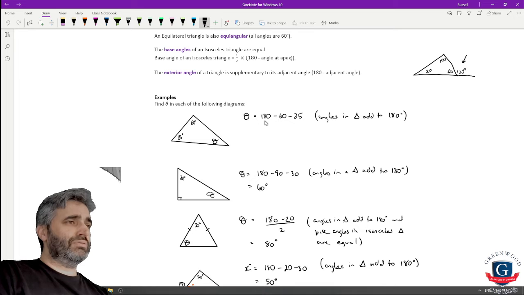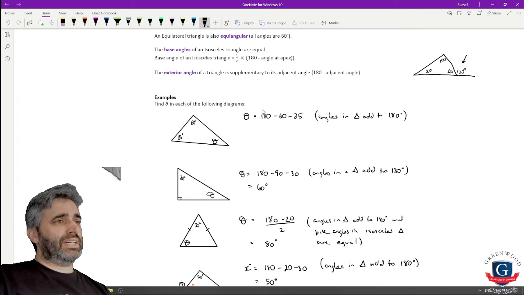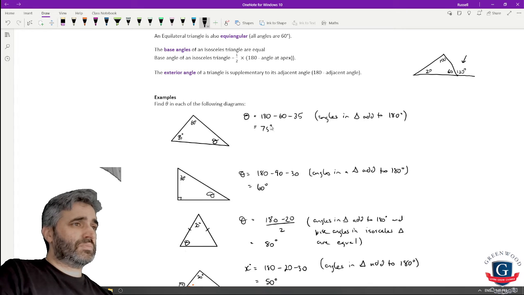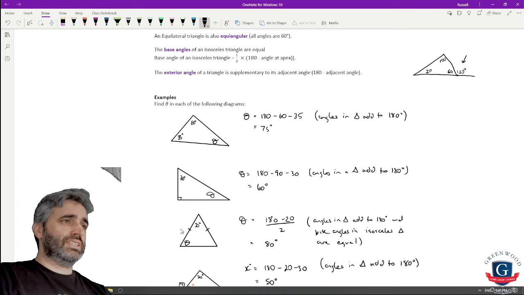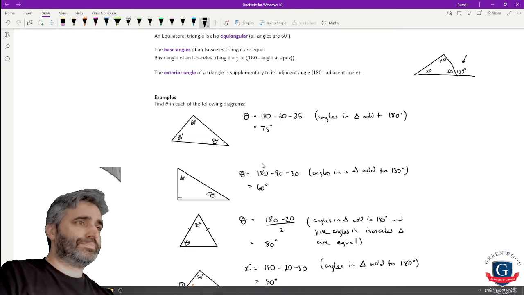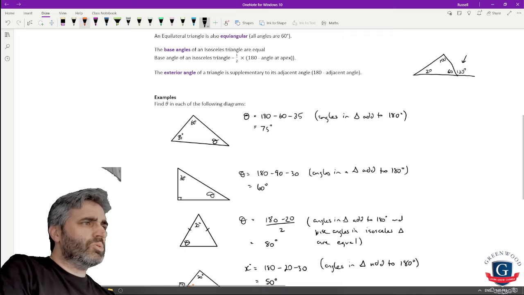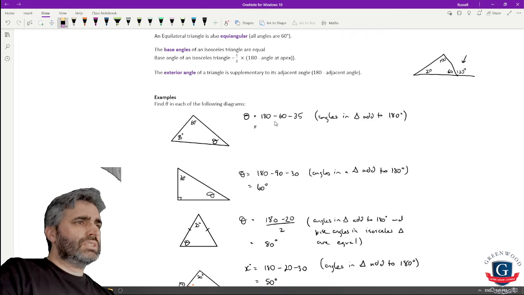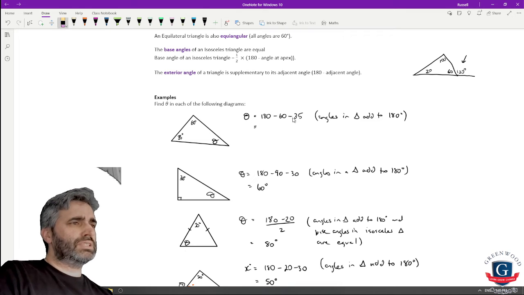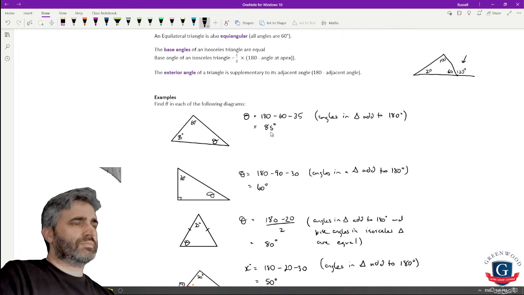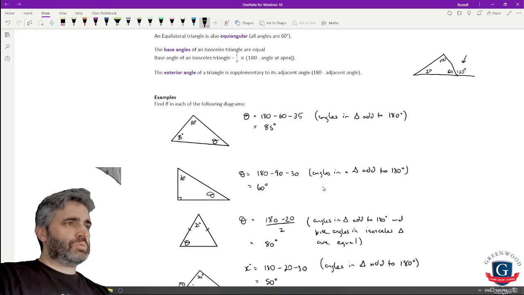That's 95. 95 from 180 will be, what's that, 75? 75 plus 95 is 180? Yes. No. 75 plus 105 is 180. So what have I done? It's more than that. So I have 95. It'll be 85 degrees. There we go. First one done.